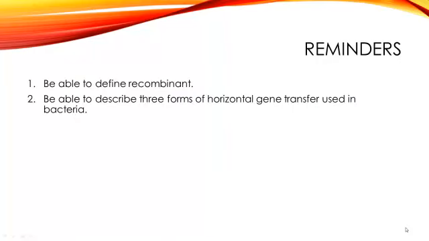Well, that's it for this topic. As a reminder, here are the learning objectives for this topic. Be able to define recombinant, and be able to describe three forms of horizontal gene transfer used in bacteria.